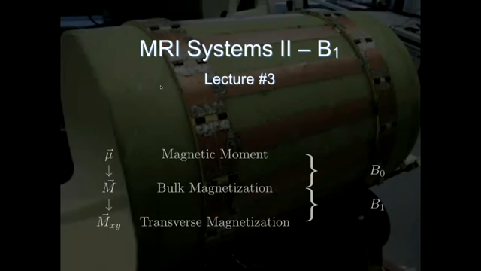This is the principal exciting field, right? This is the B1 field, which you can associate with the radio frequency field. And I want to talk about how we generate radio frequency pulses. These are electromagnetic pulses that are used for things like excitation.